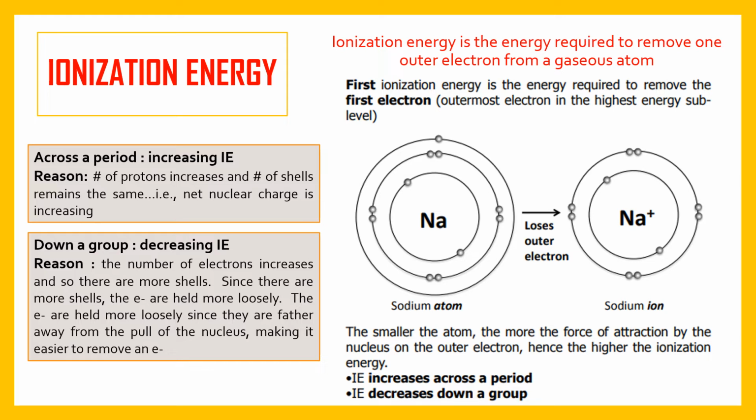First ionization energy is the energy required to remove the first electron, which is the outermost electron in the highest energy sublevel. So in this case, this is the outermost electron, and it requires less energy to remove. The smaller the atom, the more force of attraction by the nucleus on the outer electron, hence higher ionization energy. So, as we said, ionization energy increases across a period and decreases down the group.